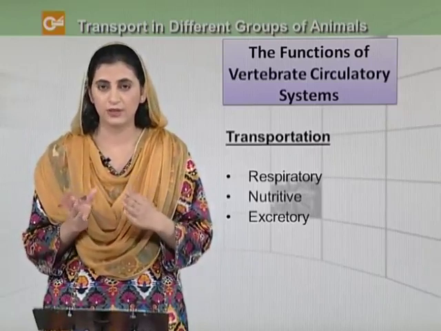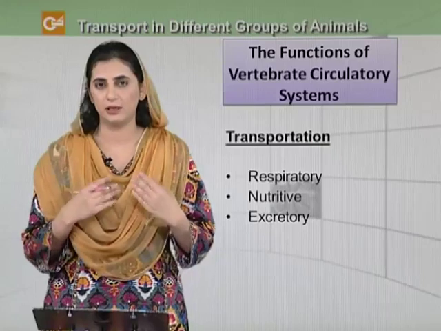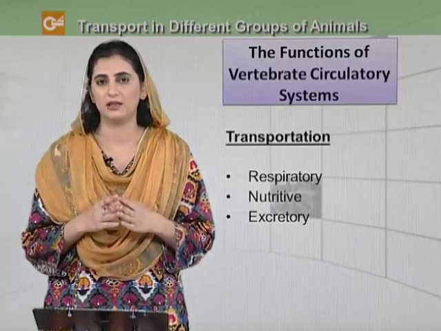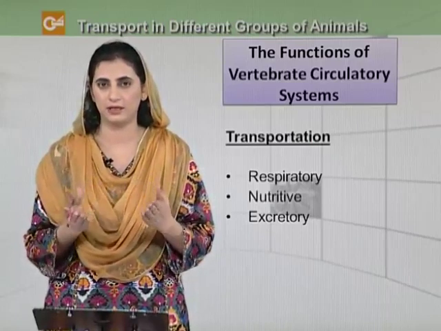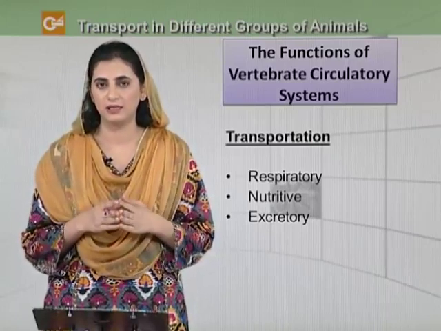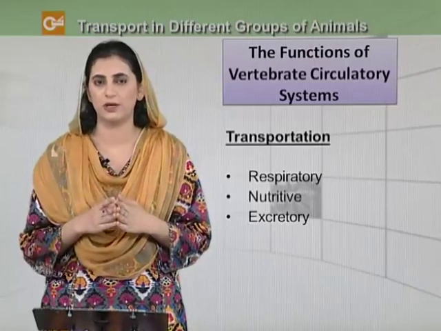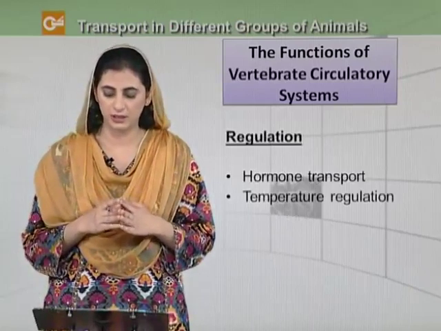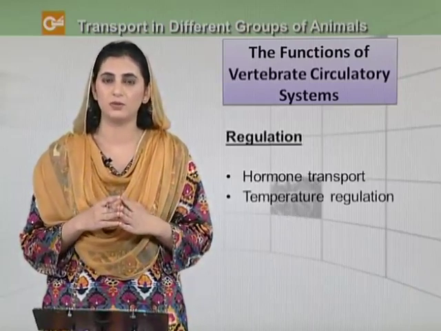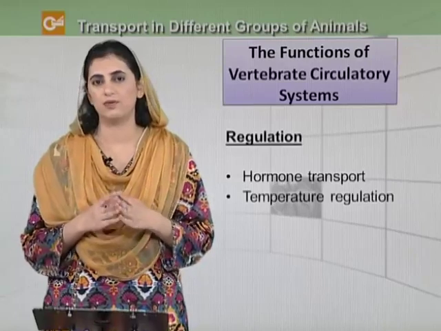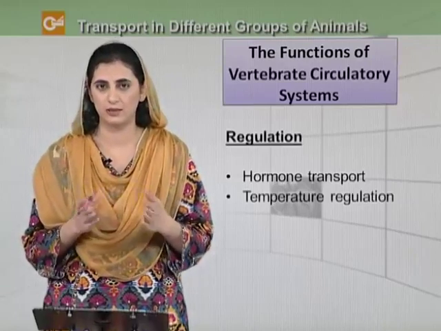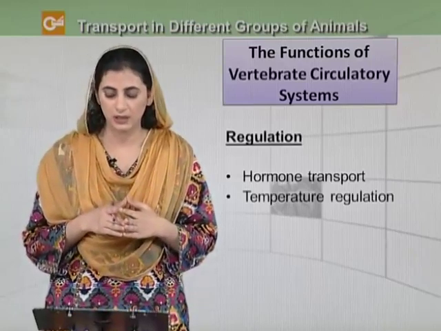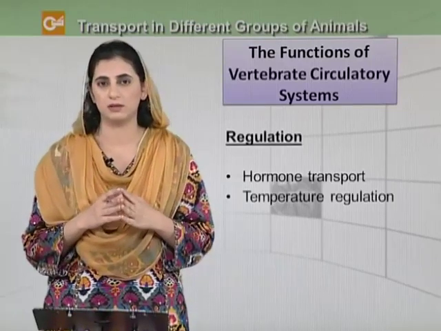And in case of excretory function, the blood carries the excretory substances like waste, and these wastes are filtered in the kidneys, and then they are transported out of the body in urine. In case of regulation, they regulate hormone transport. Various hormones which are required in different parts of the body are transported via the blood, or particularly the circulatory system, and they also regulate temperature.